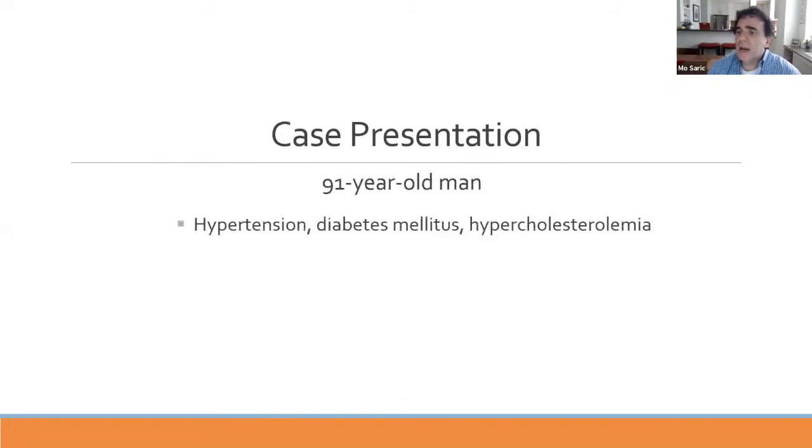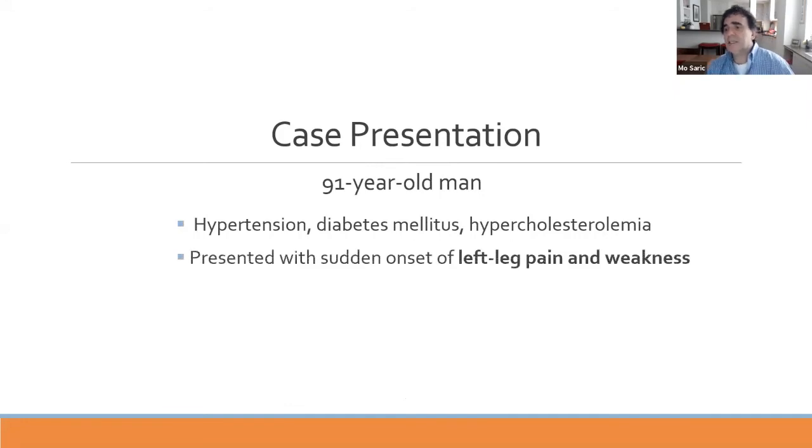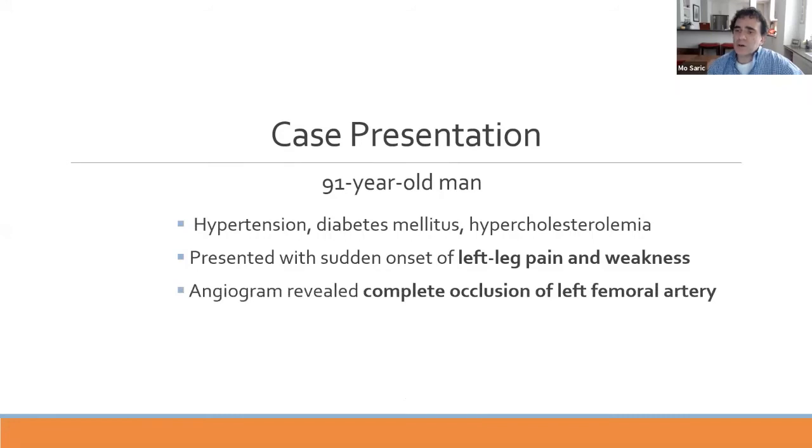91-year-old man, hypertension, diabetes mellitus, hypercholesterolemia. He presented with the sudden onset of left leg pain and weakness. Angiogram of that leg revealed complete occlusion of the left femoral artery, and a surgical specimen revealed the thrombus. Now let's look at his TEE.